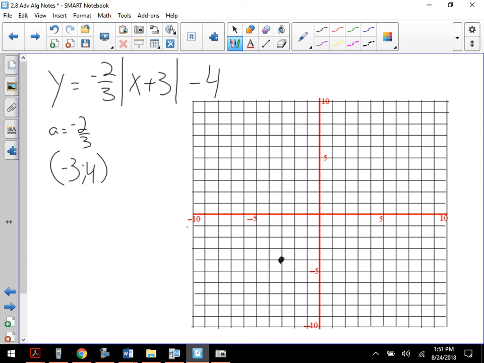If this was minus 3, I would have started at positive 3, negative 4. So here, I know my graph starts at negative 3, negative 4, and I just walk my slopes in both directions. My slope is negative 2/3, so I'm going to go down 2 and right 3. And the opposite, well, I don't want to say opposite, but I'm going to go down and left. And there's my graph.